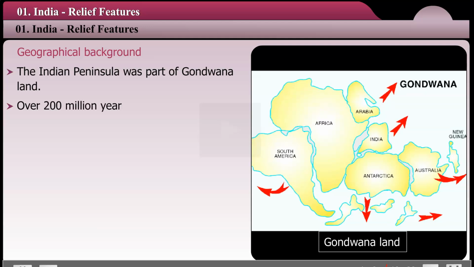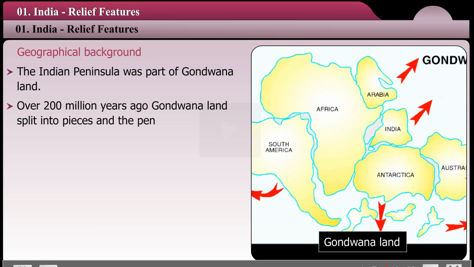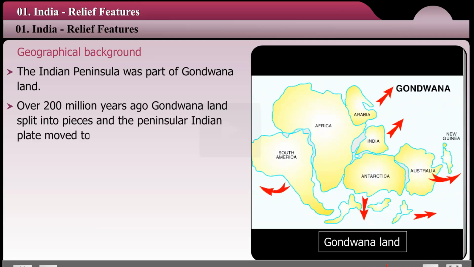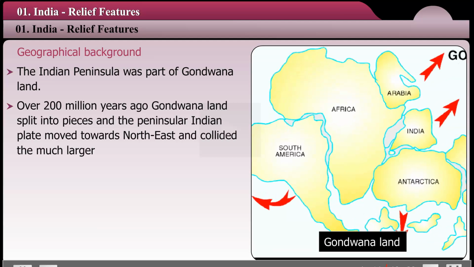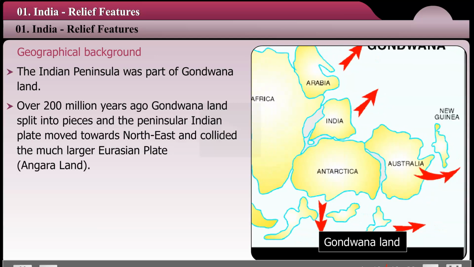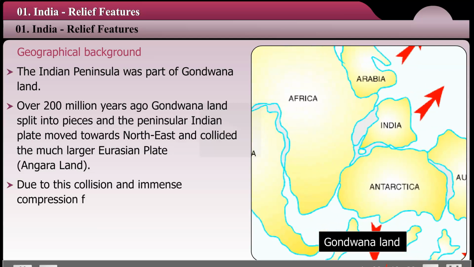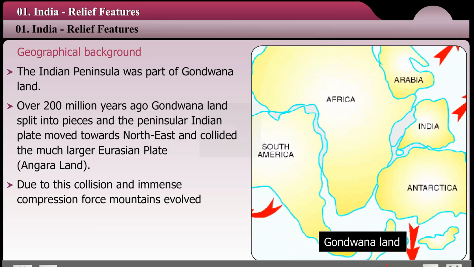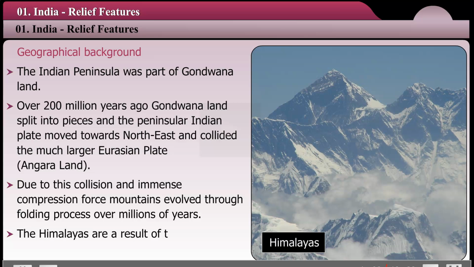Over 200 million years ago, Gondwana land split into pieces and the peninsular Indian plate moved towards the northeast and collided with the much larger Eurasian plate, that is Angara land. Due to this collision and immense compression force, mountains evolved through the folding process over millions of years. The Himalayas are a result of this process.